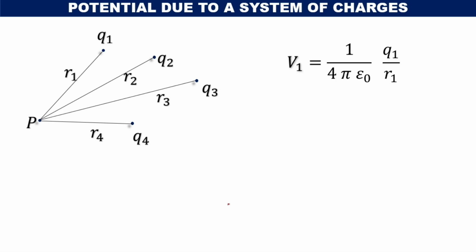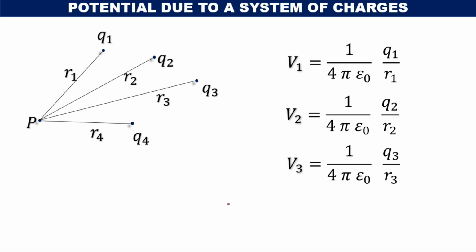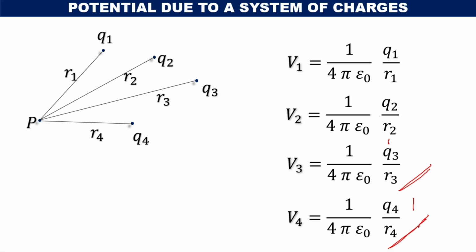Similarly, when we consider charge Q2 alone, then the potential at the same point P is given as V2, and that is equal to 1/4 pi epsilon naught into the magnitude of the charge Q2 divided by the distance of separation R2 between the point and the given point charge. Similarly, due to the charge Q3, the potential at P is represented as V3 shown in this equation, and finally the potential at P due to the charge Q4 alone is represented by V4.